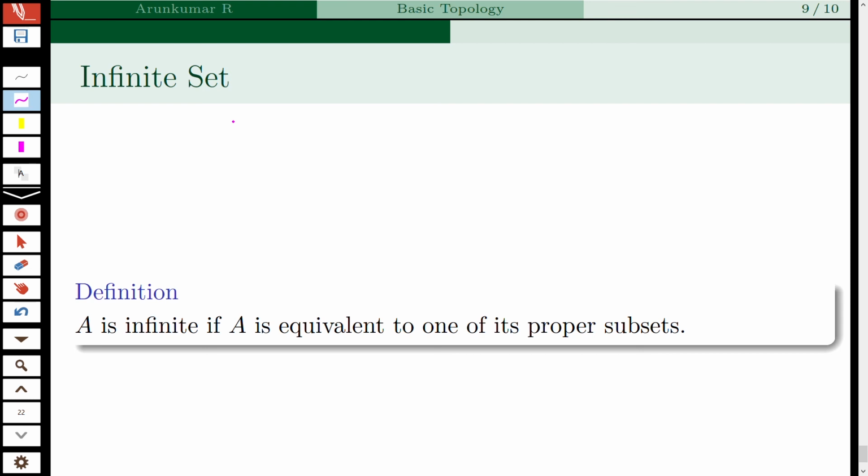So using the above observation, we can redefine infinite set: a set A is infinite if A is equivalent to one of its proper subsets.